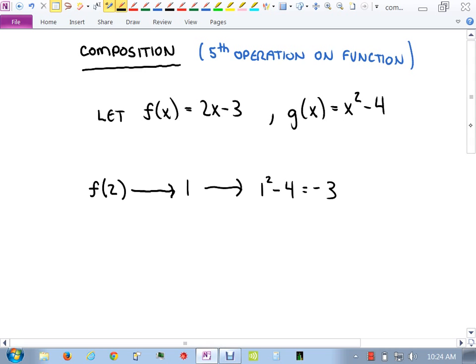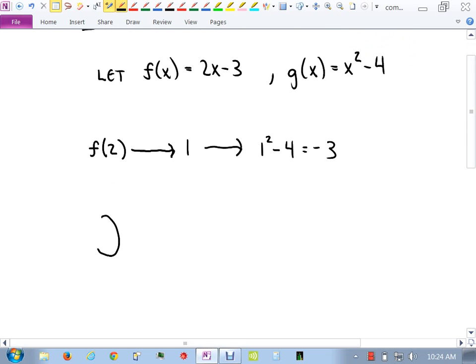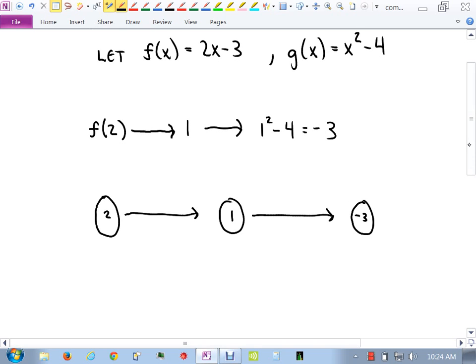Okay, now I want to draw a better picture of this. What happened first is we started with the number 2, right? 2 went somewhere, it got sent to the number 1, and then that number got sent to the number negative 3. Right? That's what happened. Started with 2, it got changed into 1. Who changed 2 into 1? F did that. And then what function changed 1 to negative 3? G. Do you see that this is not taking the number 2 into both functions and then putting them together?